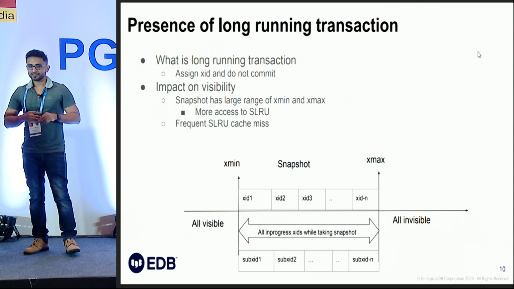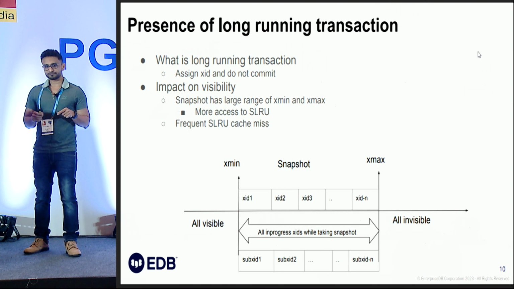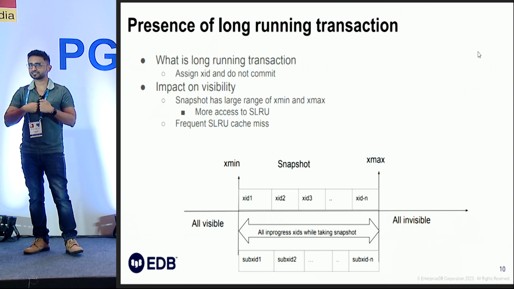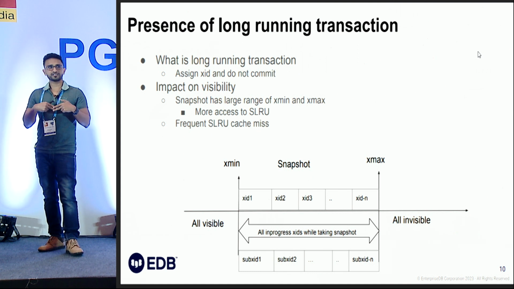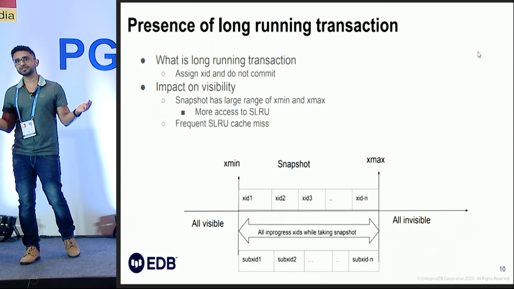So now the problem is becoming worse for two reasons. First, you are frequently falling into the snapshot's xmin and xmax range, and because of overflow, you are frequently accessing the SLRU lock, so that lock becomes contended. Along with that, the range of XIDs you are consulting from the SLRU is becoming really huge.